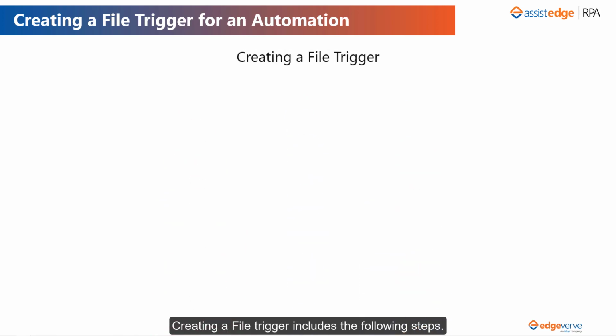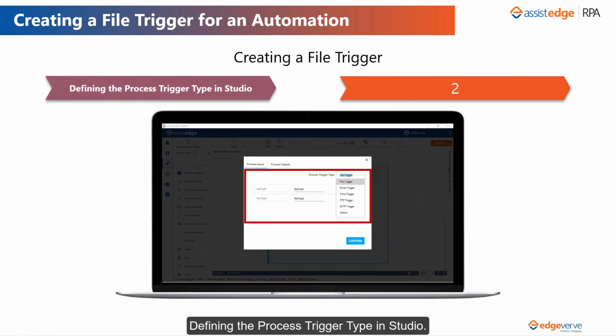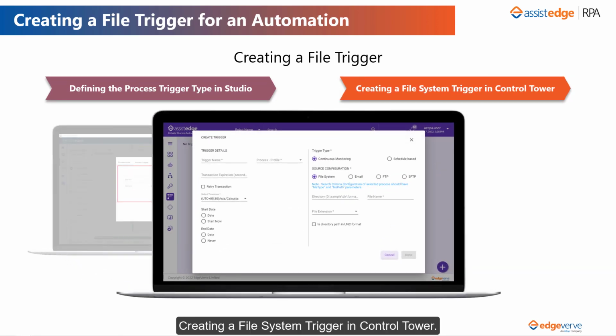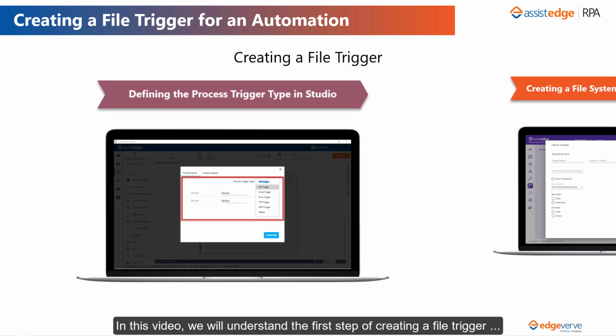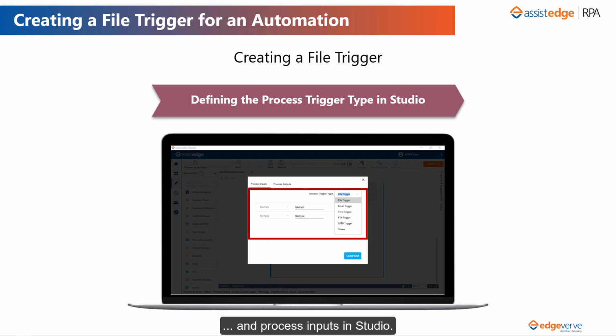Creating a file trigger includes the following steps. Defining the process trigger type in Studio. Creating a file system trigger in Control Tower. In this video, we will understand the first step of creating a file trigger. That includes defining the process trigger type and process inputs in Studio.